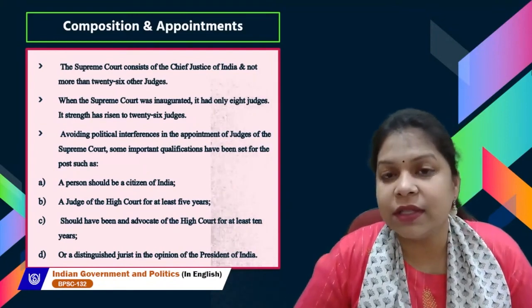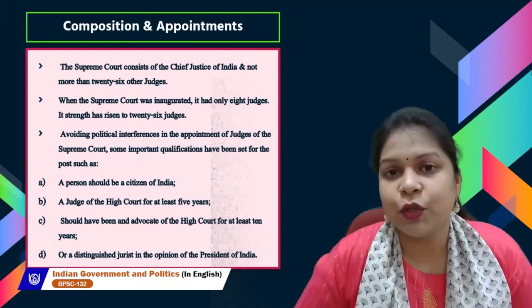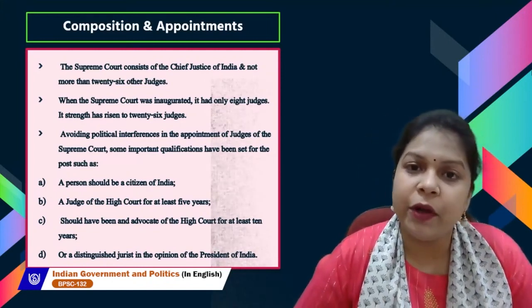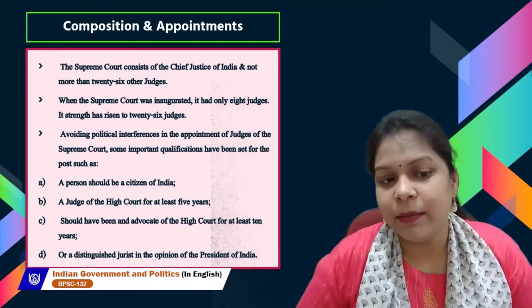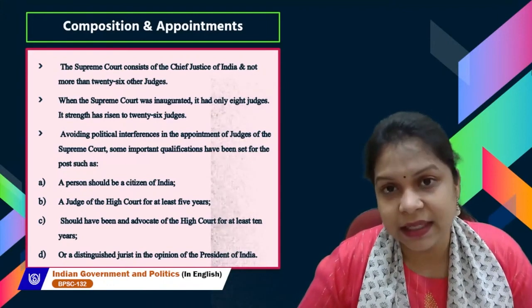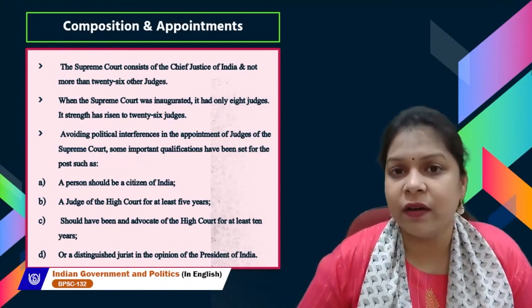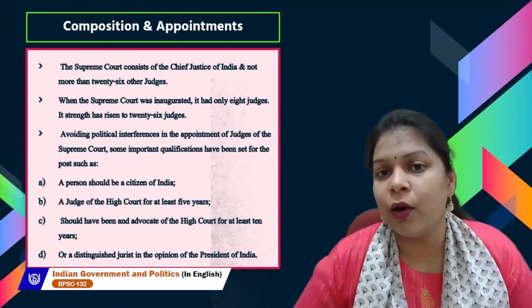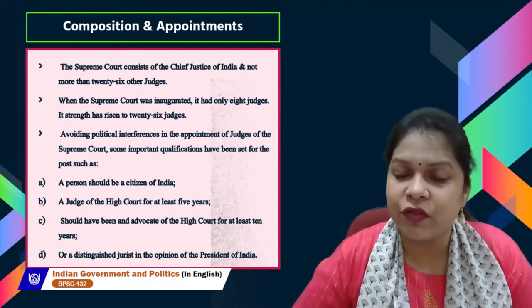When the Supreme Court was inaugurated, it had only 8 judges. Initially, when the Supreme Court was inaugurated a very long time back, there were only 8 judges. With time, it has risen to 26 judges because our country is very large with a huge population, and to impart justice to all on time, it was necessary to increase the number of judges in the Supreme Court.